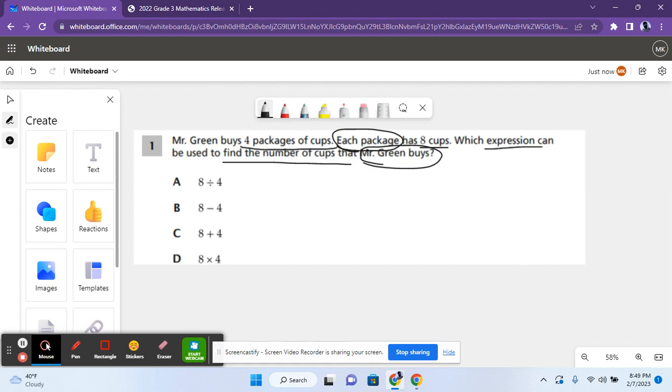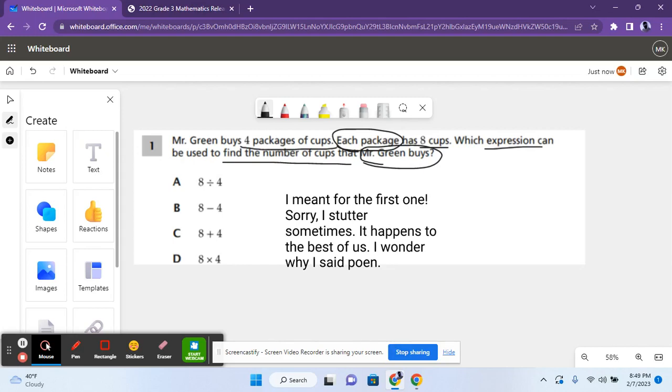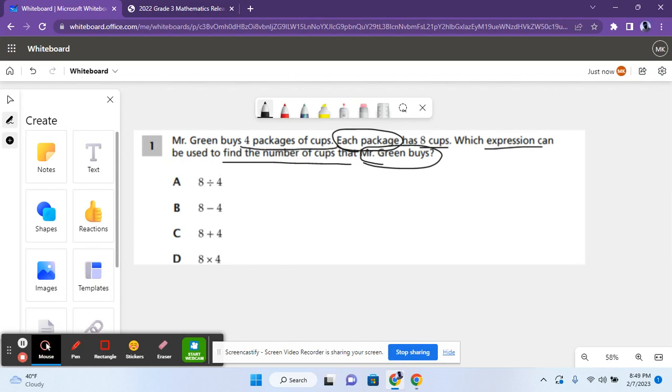that Mr. Green buys. So for the first one, it says 8 divided by 4. You're not dividing the cups. You're actually adding them cumulatively to get the total number of cups. So A is not a correct answer. B, it says 8 minus 4. You're not subtracting anything. So it's not B.